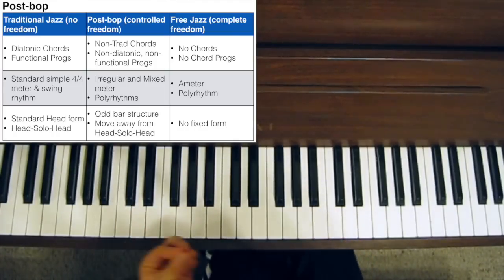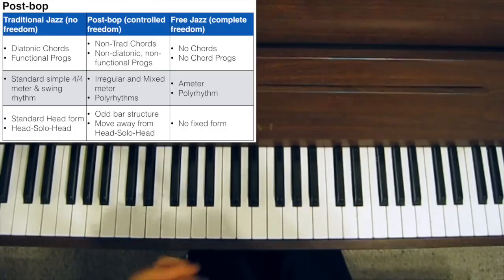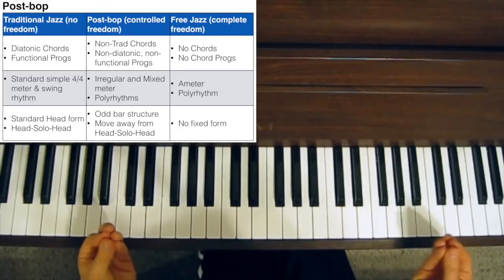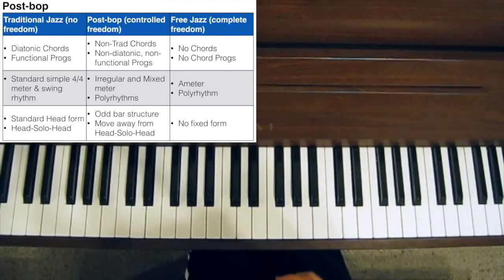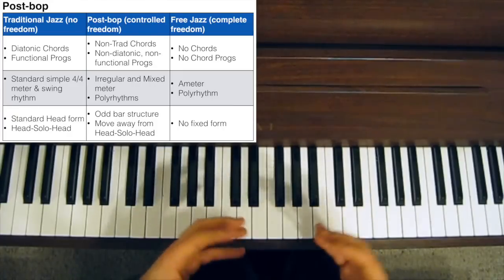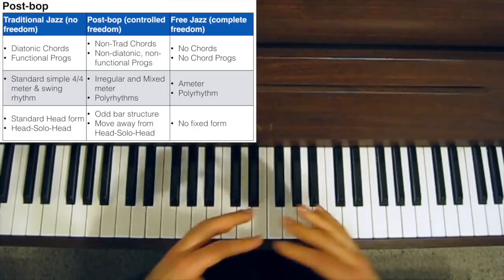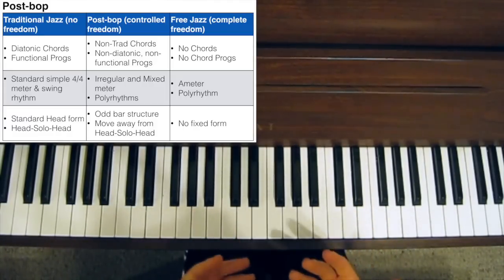And traditional jazz used standard head forms that were usually multiples of 4 bars, and a standard head-solo-head overall form, while free jazz had no fixed form whatsoever. So post-bop had odd bar structures and forms and moved away from that head-solo-head overall form, and therefore was a little bit formally ambiguous.